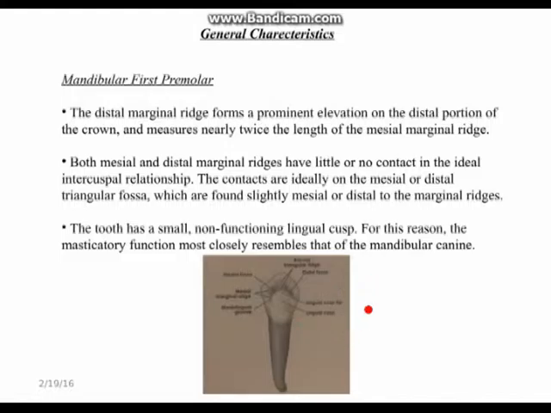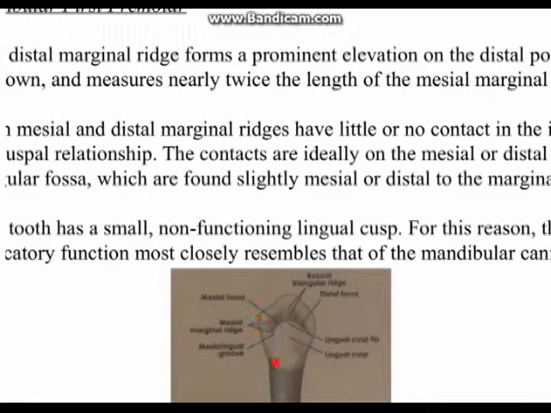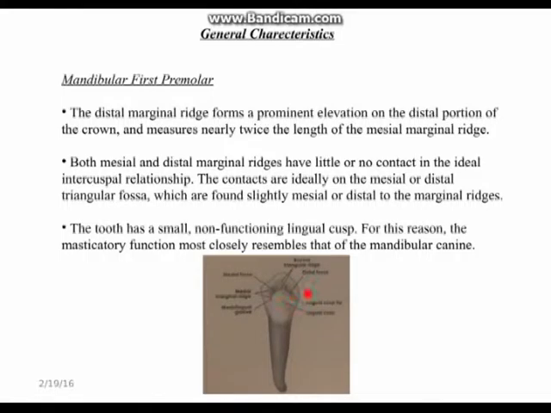Alright, so this is a picture of the mandibular first premolar. The first characteristic we're going to talk about is the distal marginal ridge. The distal marginal ridge forms a prominent elevation on the distal portion of the crown and measures nearly twice the length of the mesial marginal ridge. Okay, so I'm going to zoom in here. This is the mesial part, this is the distal part. This is the distal marginal ridge over here. See how it's long over here? And this is the mesial marginal ridge. It's like a straight line. So obviously the distal marginal ridge is longer than the mesial marginal ridge. That's something you should know.